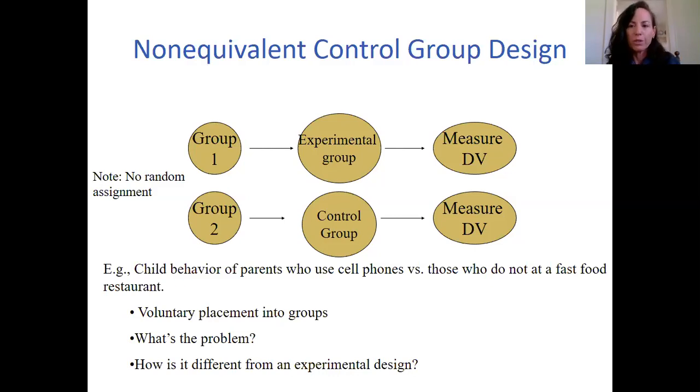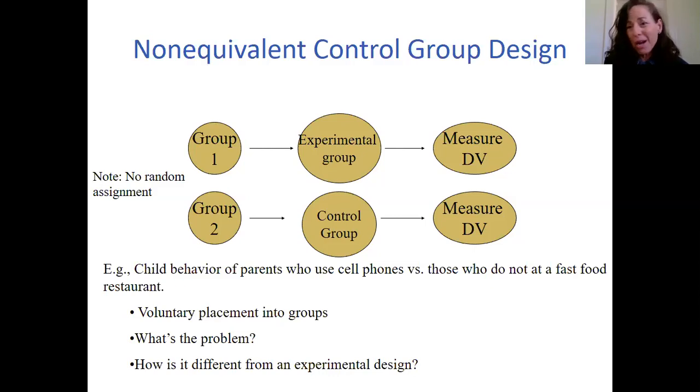So let's take an example. I was noticing if you go to restaurants, sometimes kids are totally out of control, and sometimes their parents are sitting there on their cell phones and not minding what these kids are doing. So at any rate, the child behavior of parents who use cell phones versus those who do not, let's say at a fast food restaurant. So group 1 is the parents who use cell phones. Group 2 are the parents who do not. There's voluntary placement into groups in the sense that you're not telling them what group to go into. There's no random assignment. It's just that some parents are on cell phones and some parents are not, and then you measure their child's behavior.